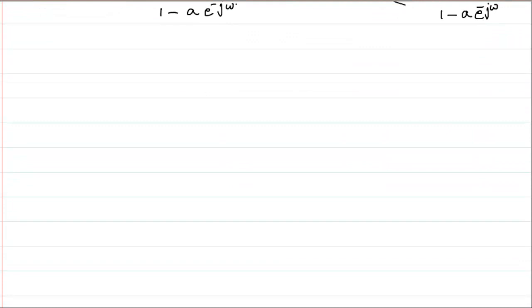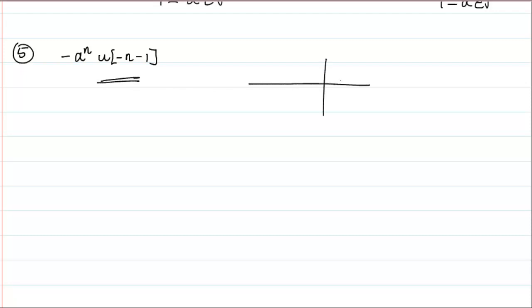The next sequence is also important. So this was the fourth. The next sequence is minus of a raised to power n u of minus n minus 1. Now here also it's a sequence which can be an exponentially rising or an exponentially decaying sequence, with the only condition that it is going to be a left-handed sequence. It's not going to be a right-handed sequence. That means it is going to exist only for negative values of n.